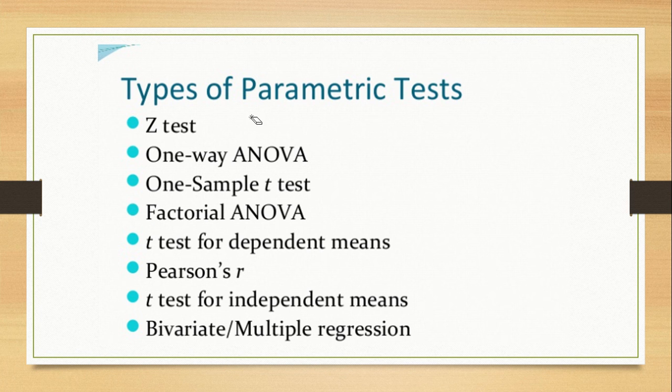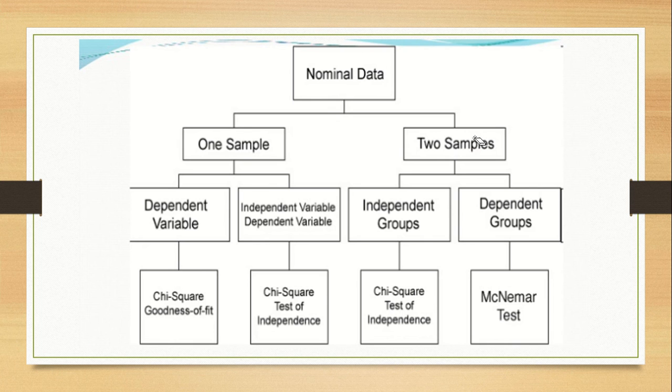Okay, so here are some types of parametric tests. We have the z-test, one-way ANOVA, one-sample t-test, factorial ANOVA, t-test for dependent means, Pearson's r, t-test for independent means, and bivariate multiple regression. So these are the types of parametric tests.